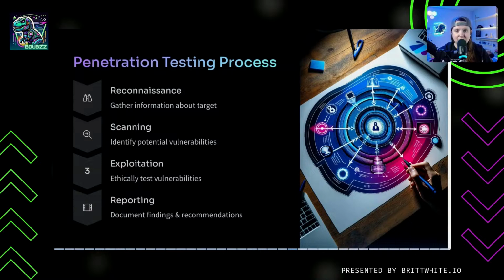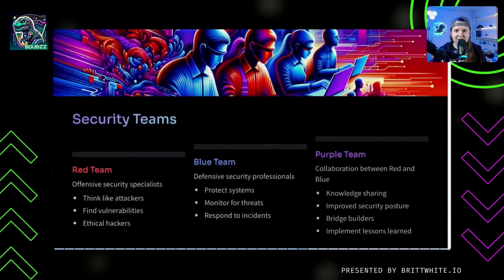Now there's a few different teams involved for security testing. There's 3 main teams that work together to create a comprehensive security program. The red team is our offensive security specialists who think like attackers. These ethical hackers actively try to find vulnerabilities in our systems, helping us understand where we might be vulnerable to real attacks. The blue team is our defenders.